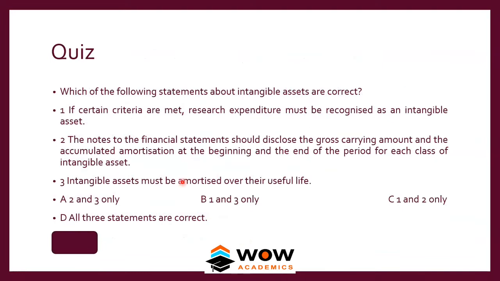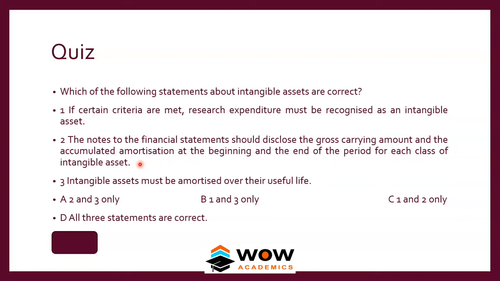So we have a quiz. Which of the following statements about intangible assets are correct? If certain criteria are met, research expenditure must be recognized as an intangible asset. The answer is no; one is definitely wrong. The notes to the financial statements should disclose the gross carrying amount and the accumulated amortization at the beginning and at the end of the period for each class of intangible asset.